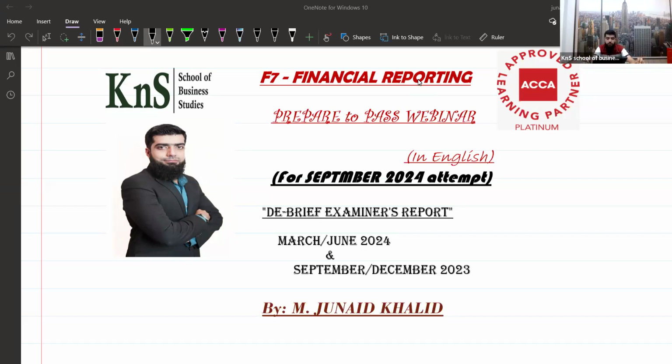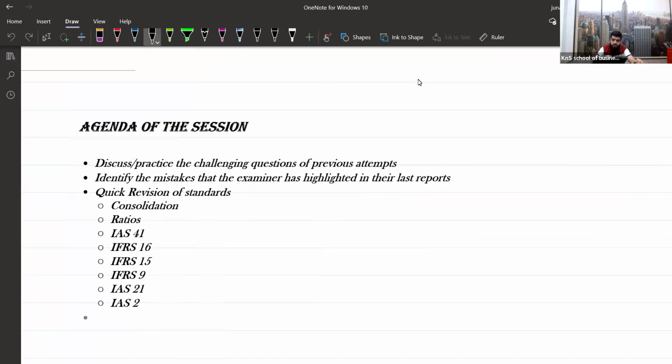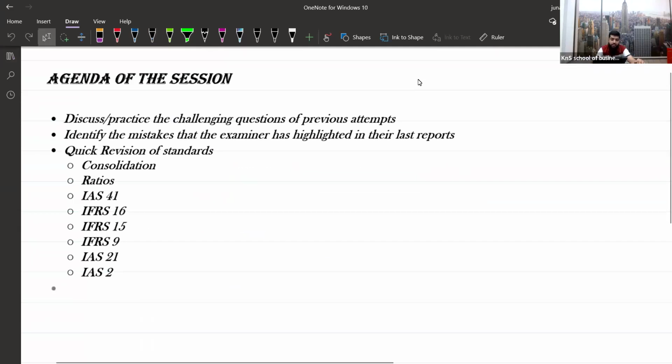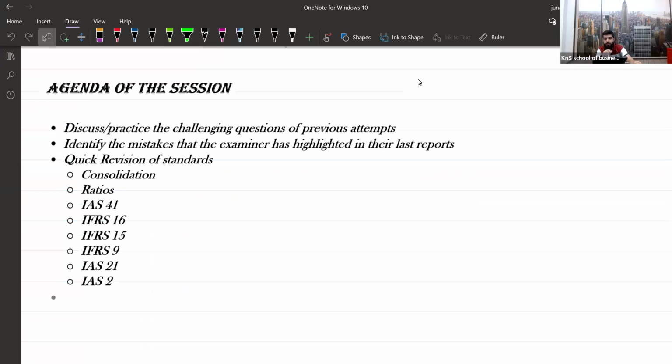Okay, first of all, let's start with the agenda of the session. The agenda of this session is we are going to discuss the difficult and the challenging questions. Remember, particular papers of ACCA, the examiner issues the examiner report.